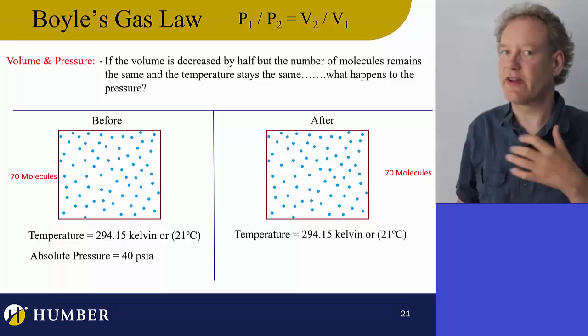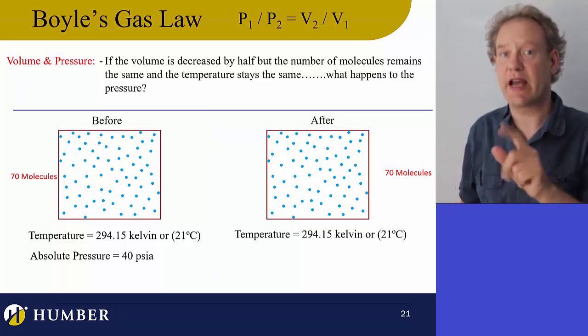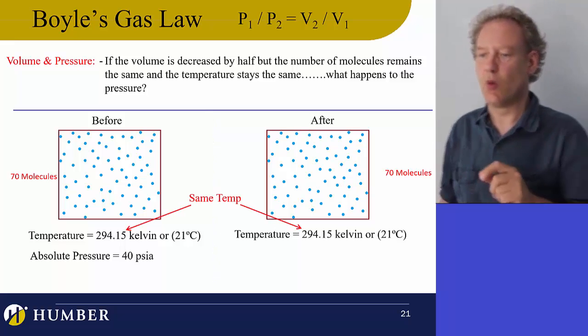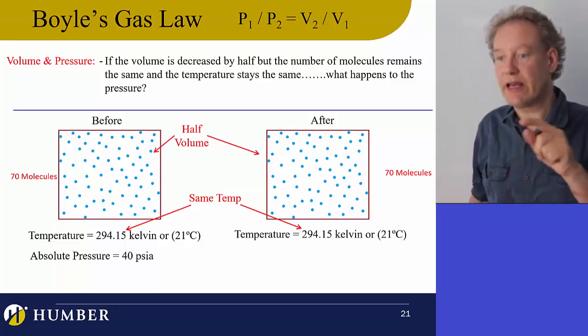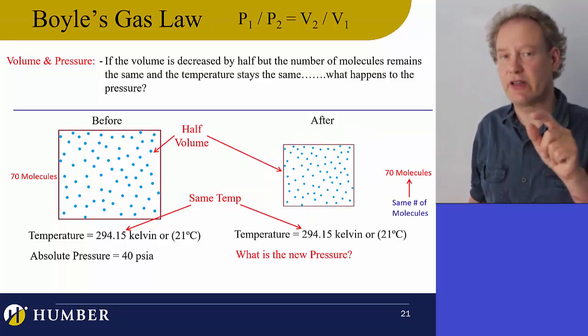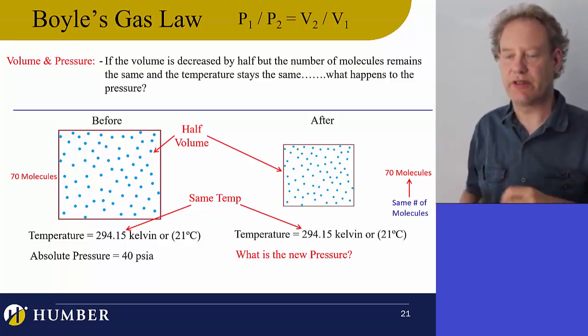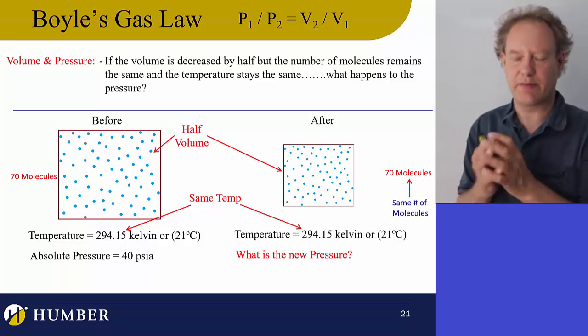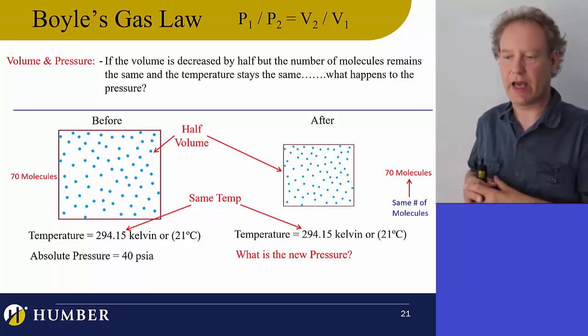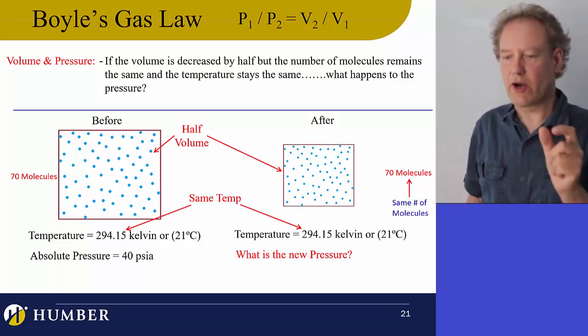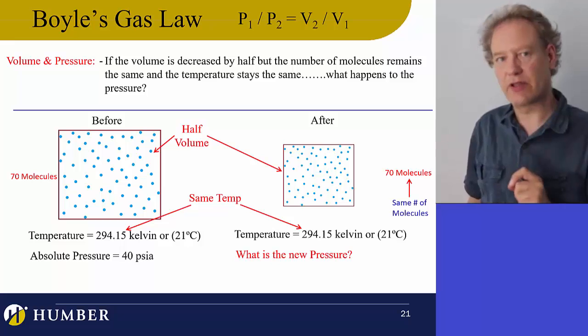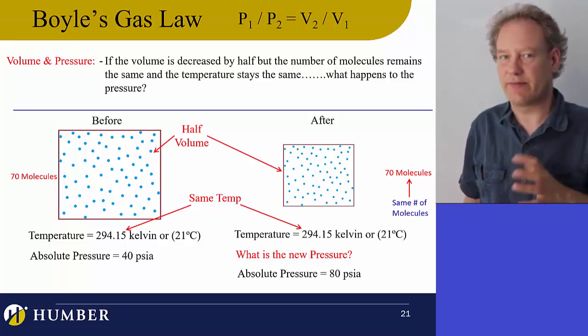Well, I think you guys can figure this out. It's good as long as the temperature is the same, and we're going to have the same temperature, and now we're decreasing the volume by half. What's going to happen to the pressure? Same number of molecules. Nothing's happened. We haven't added anything. It's important to just kind of highlight that. Okay, so what's the new pressure? Well, 40 psi relative to absolute. Well, we're just going to double it. I think you guys get that.